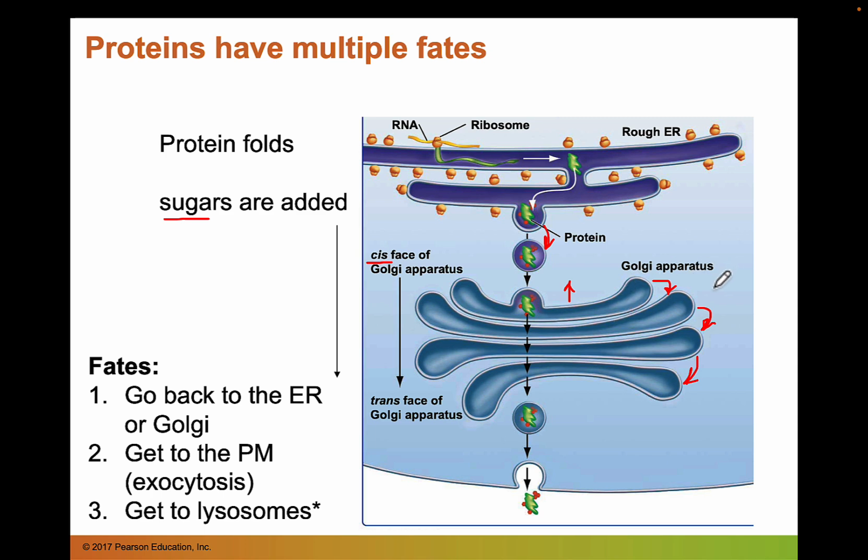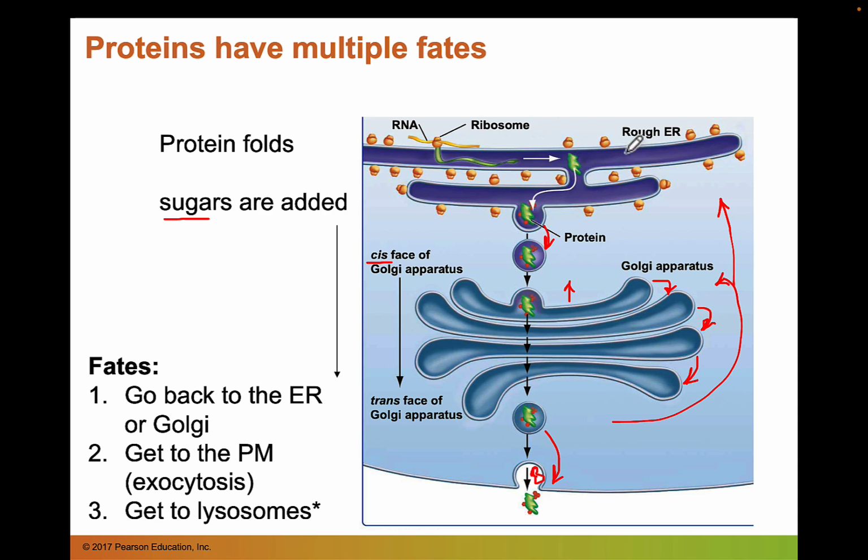Some of the locations involve going back the way it came. So sometimes some proteins will return back to the cis face of the Golgi, or like chaperone proteins need to go back to the endoplasmic reticulum. And these require additional sorting signals. The default is essentially for proteins to go to the plasma membrane. If this is a soluble protein that was in the lumen, then this protein will be secreted by exocytosis.